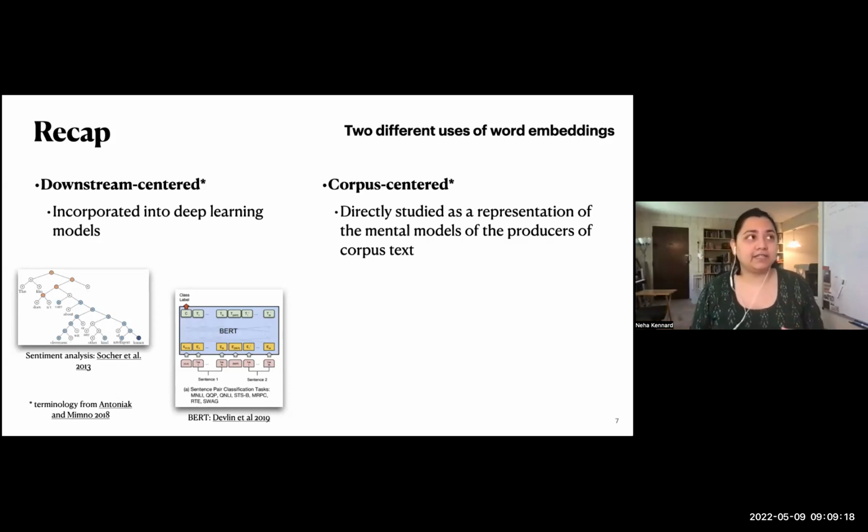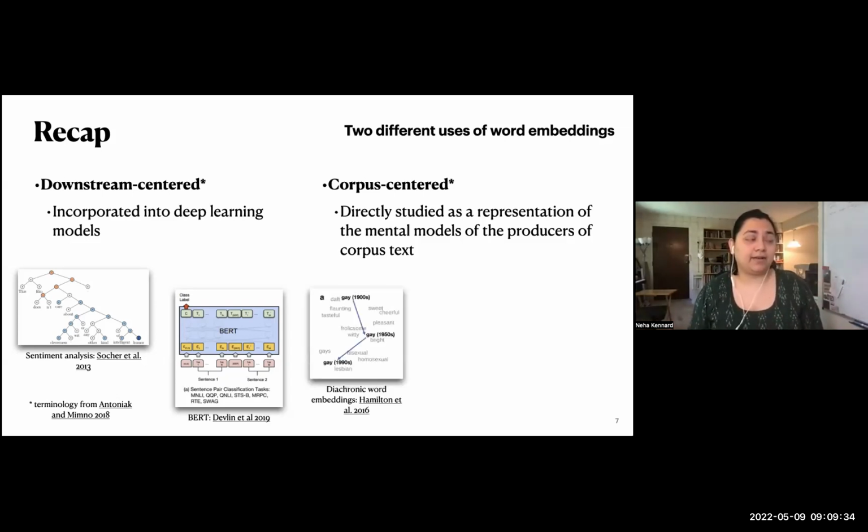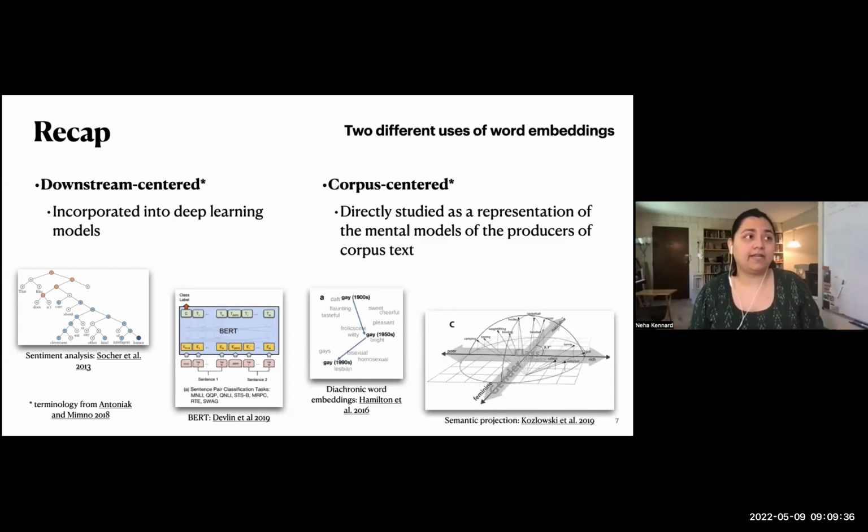The idea here is that the text is sort of a product of the mental model of the author, and we can study word embeddings as a representation of that mental model. So it's a way to study the people who generated the text. Some examples of that you might have seen are diachronic word embeddings, or semantic projection from this geometry of culture paper that's been really popular.